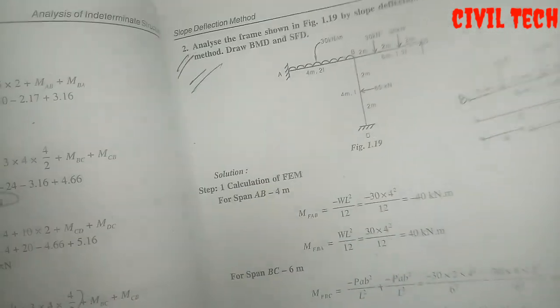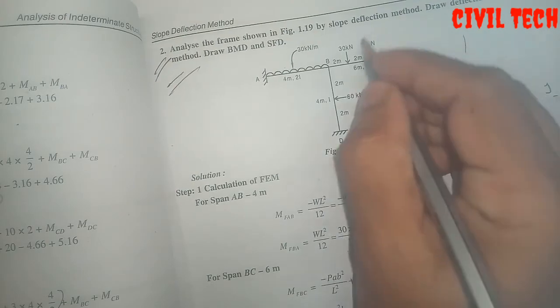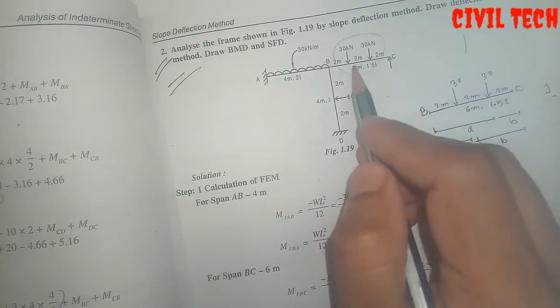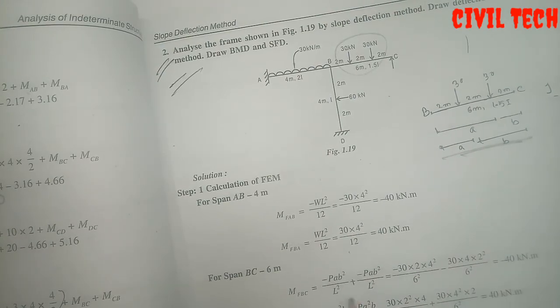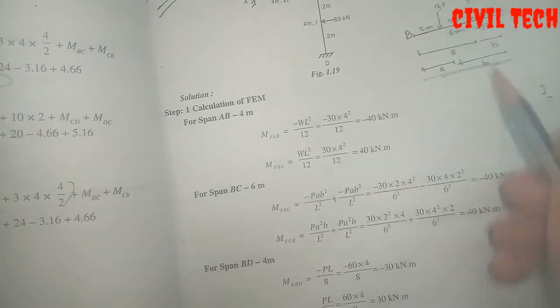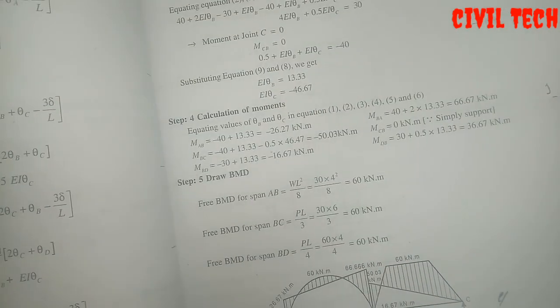Similarly for other frames, I am just showing this for the overhanging case, its formula. For these two loads, equal load with equal distance, the formula will be like that. For understanding, I am showing it here. This will be the formula.